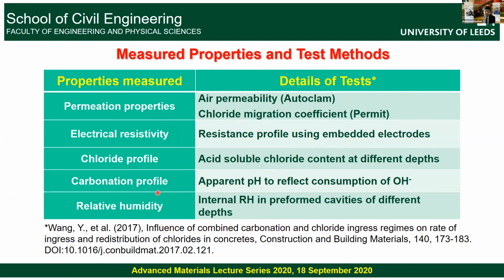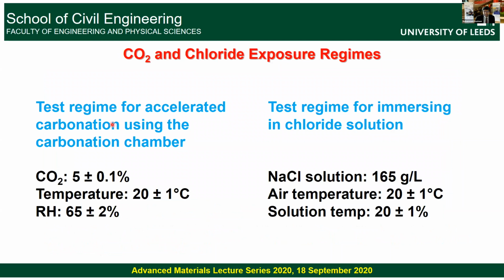And then the relative humidity profile also was obtained. All the details of the test techniques are available in a publication in the Construction and Building Materials journal. You can actually get further information there. So this is the exposure regimes used. For the accelerated carbonation test using a carbonation chamber, we had a carbon dioxide concentration of 5%, and the temperature and relative humidity were 20 and 65 respectively.